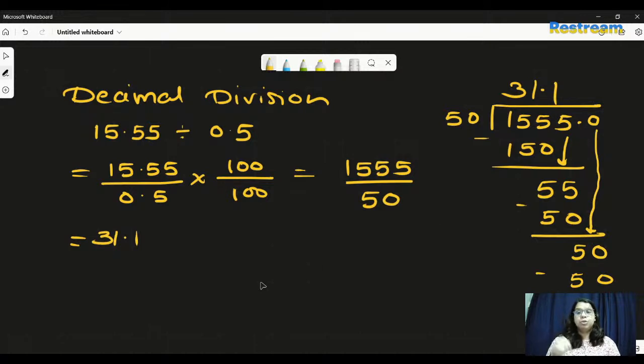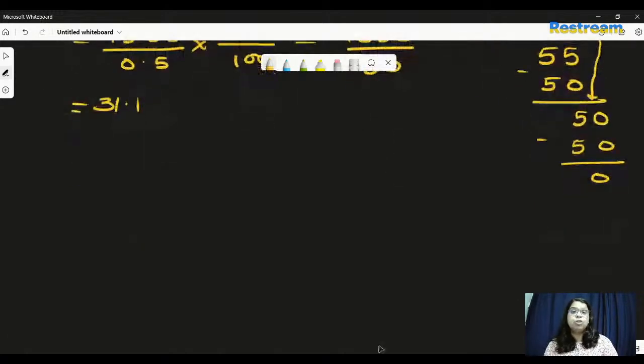Okay. So this is one way of doing it. Actually, this is the easiest way of doing it. So you will always make sure that you have removed all the decimal places before the decimal division. Let's do one more with slightly bigger numbers.